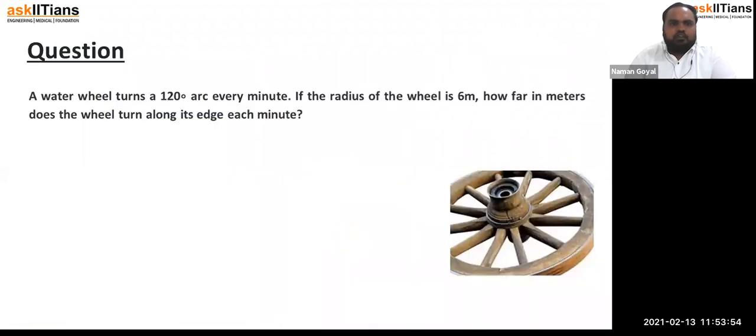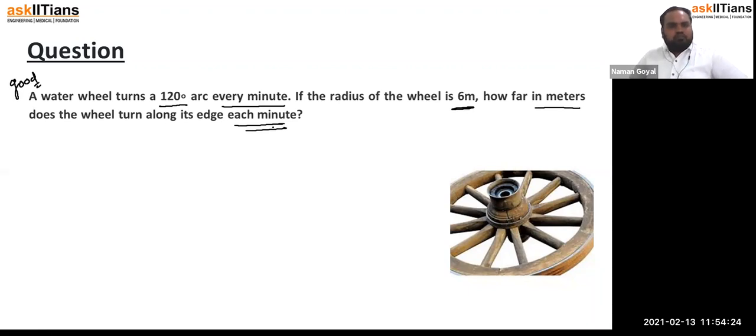Okay, now next question. This is a good question. You can mark a star here. A water wheel turns 120-degree arc every minute. In 1 minute, it takes a 120-degree turn. If the radius of the wheel is 6 meter, then how far in meter does the wheel turn along its edge in each minute? So basically the question is asking for the length of arc it covers in 1 minute.